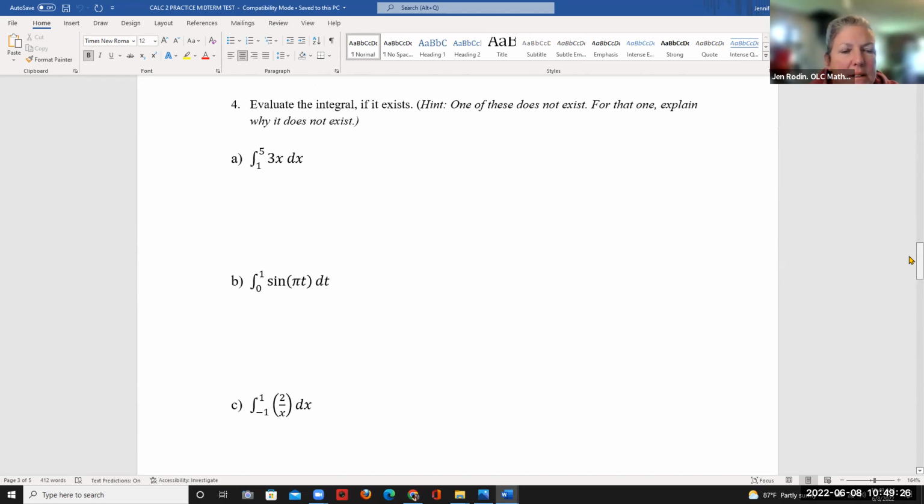Then these are practicing some definite integrals. This is a regular one. This one needs U substitution. And this one can't happen. This one doesn't exist because when x equals 0, the function's undefined, but the limits of integration go across 0. And so that can't happen. So that's the one that doesn't exist.